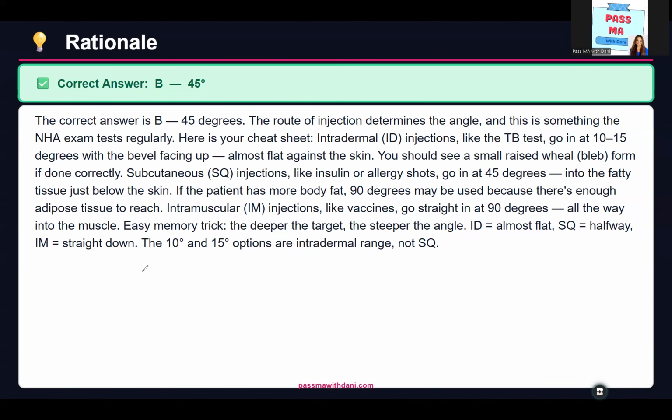Now, if you're asked about IM injections, remember, IM is intramuscular. Now, when we're doing an intramuscular injection, I want you to think that this is going directly into the patient's muscles. So it's bypassing the dermis, it's bypassing sub-Q, and it's going into the muscle. 90-degree angle, think of shooting a dart. Okay, intramuscular goes straight into the muscle. Straight. There's no tilt or slant to that needle. It goes in at a 90-degree angle.